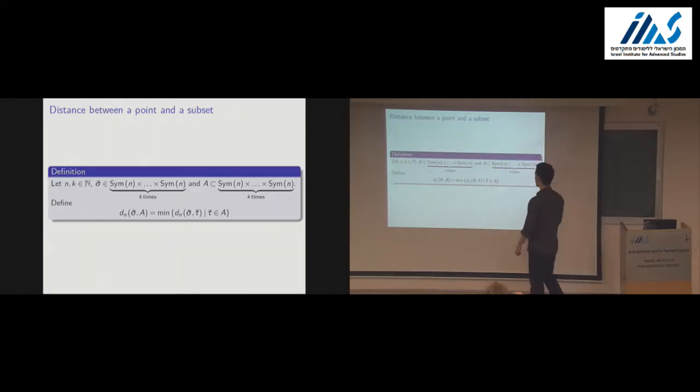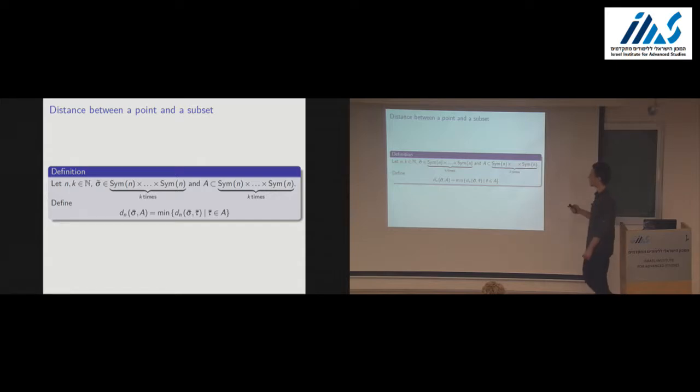And just another slide about notation. I would also like to use the well-known concept of distance between a point and a set. So I just want you to know what I mean. If I have a tuple of k permutations and a subset of this space of k permutations, then the distance between a tuple and a set is just the minimum realizable distance. Those are finite sets, so I can say minimum. The minimum over the distance between this given sigma to any tau in A.